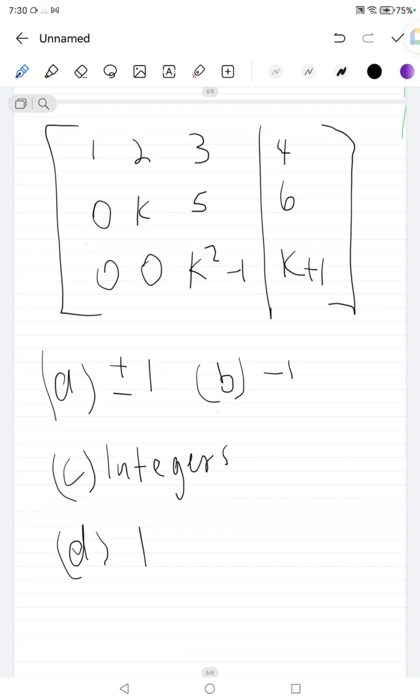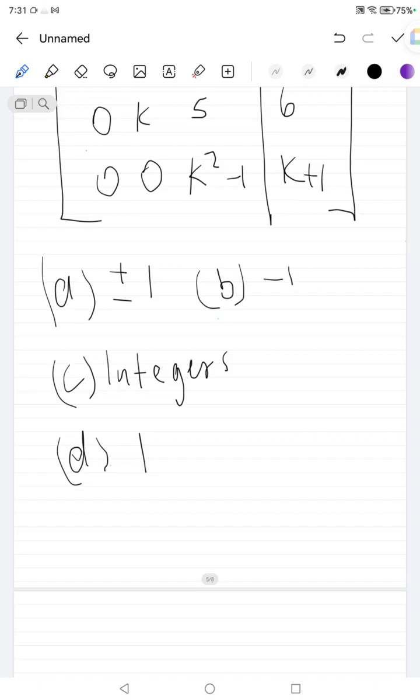It's not connected. I'll just connect as we go. So they were saying the system is inconsistent if k, let me just write it down.